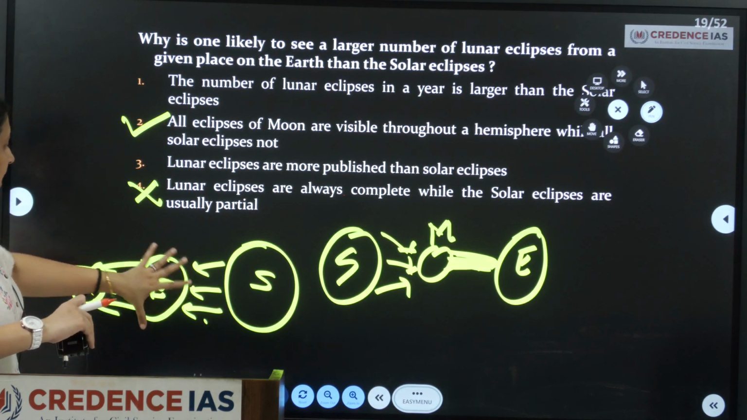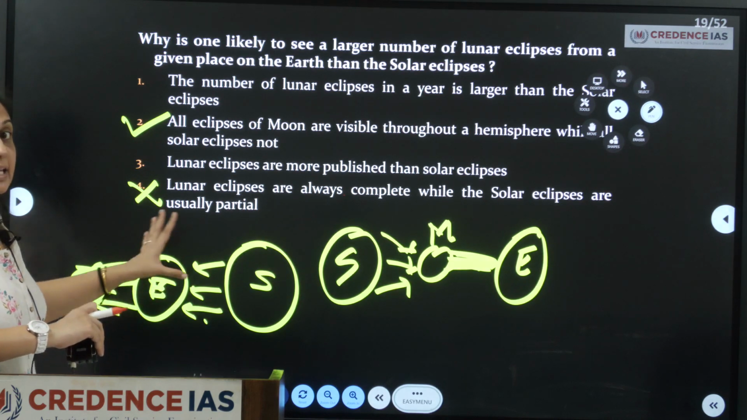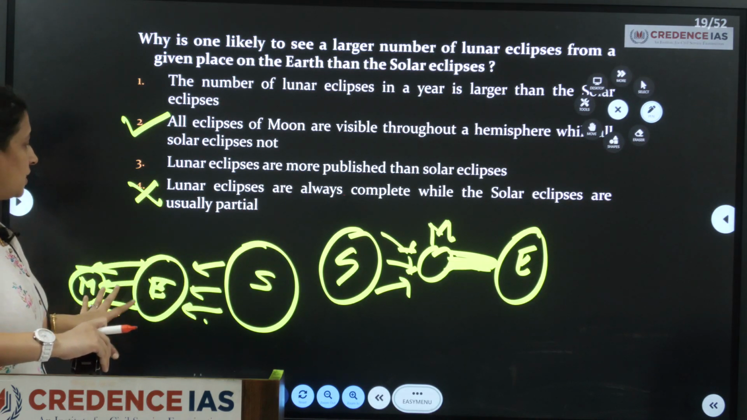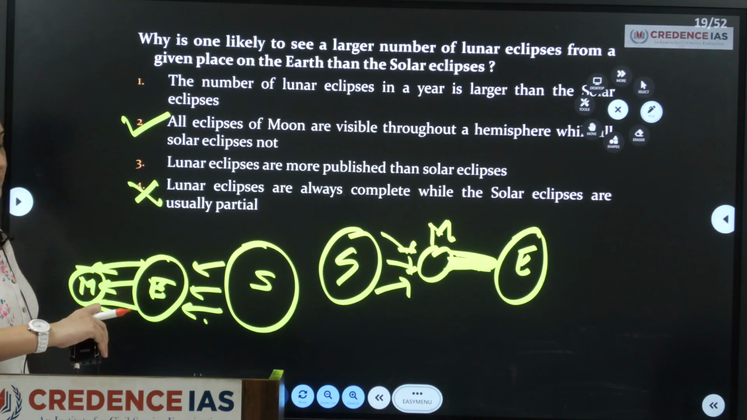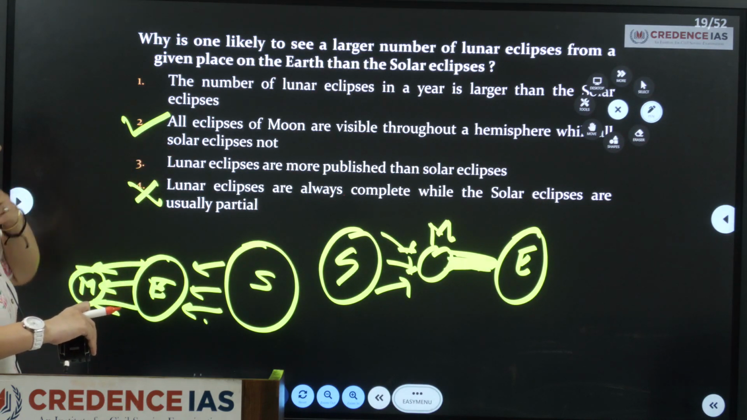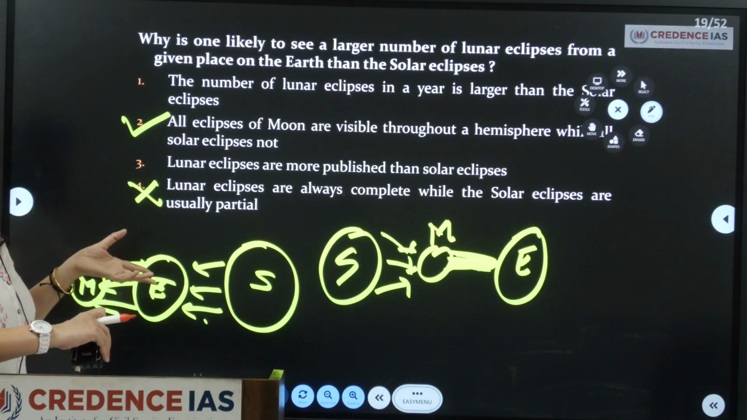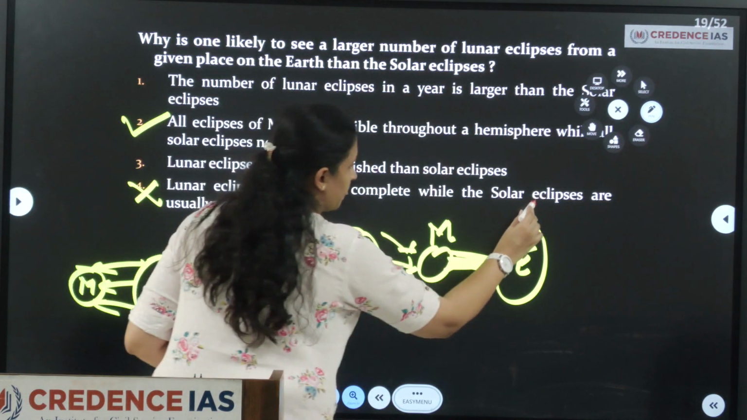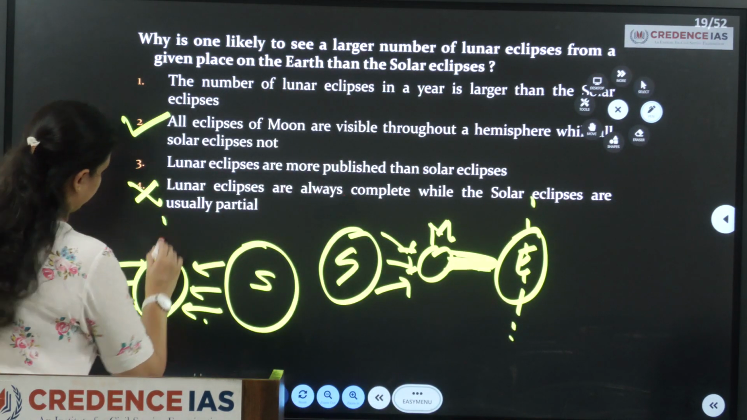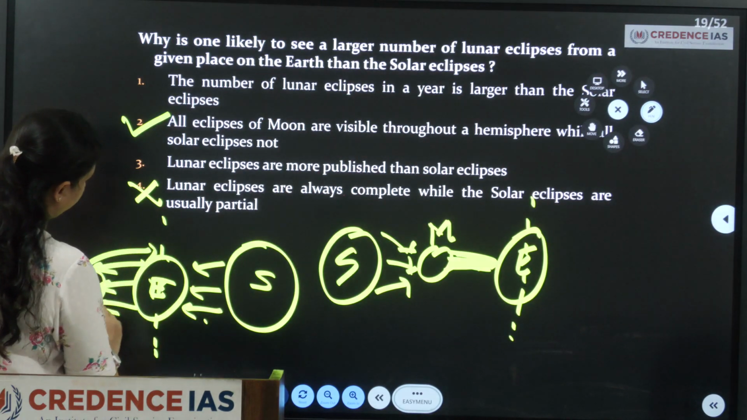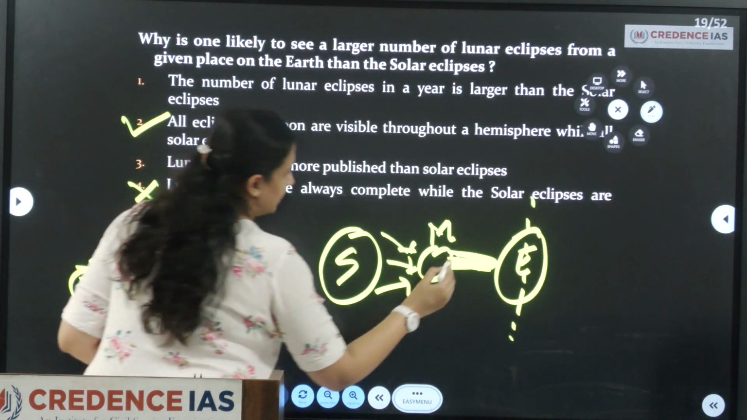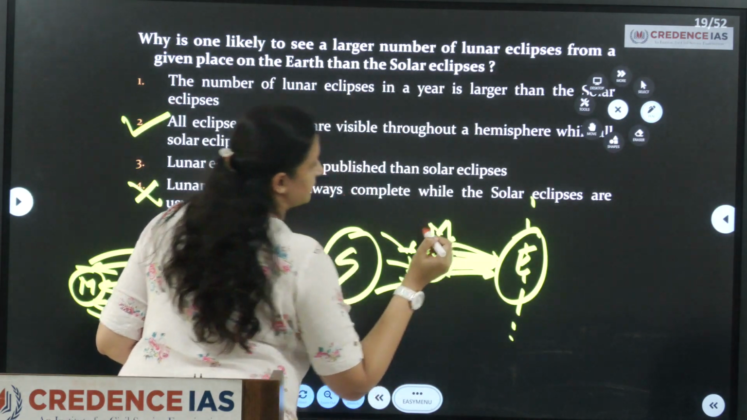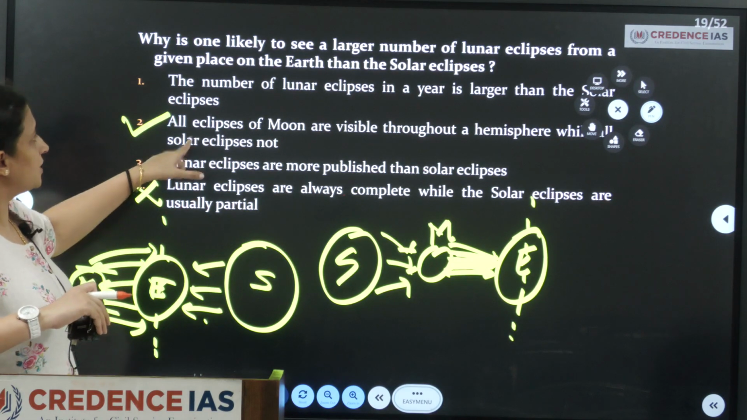Okay, so we can witness the lunar eclipse anywhere on the earth, not only in a certain region, as the shadow of the moon falls on a larger area when compared to the solar eclipse. So all eclipses of the moon are visible throughout a hemisphere, but solar eclipses are not, because the area is very small. So this is the correct option.